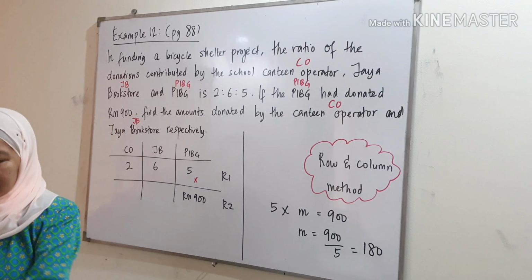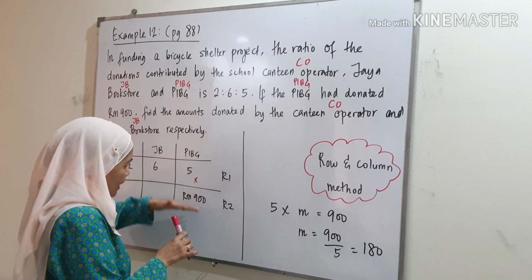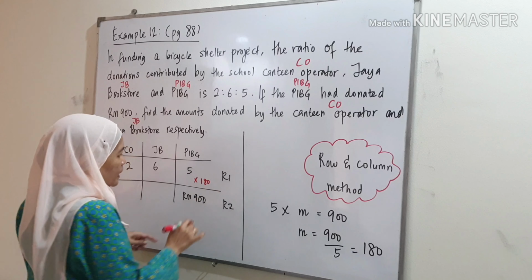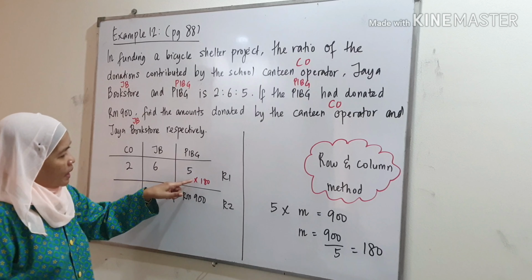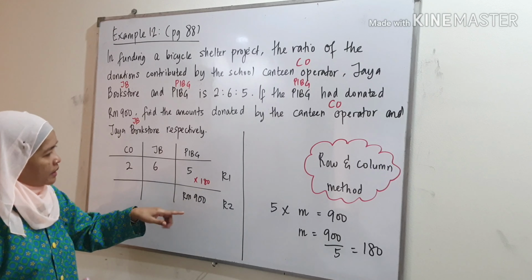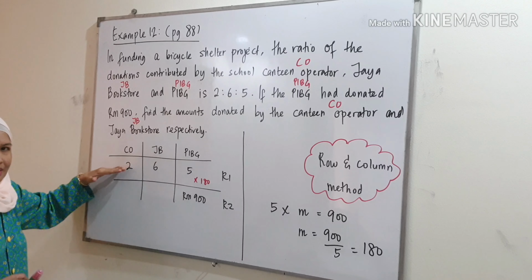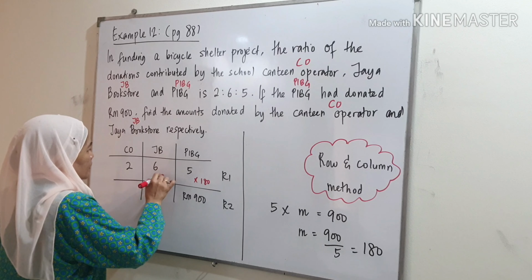So it means that in this column, 5 multiplied by 180 can get 900. 5 multiplied by 180 gets 900. So therefore the first row must be multiplied by 180. Okay, so this is also 180.